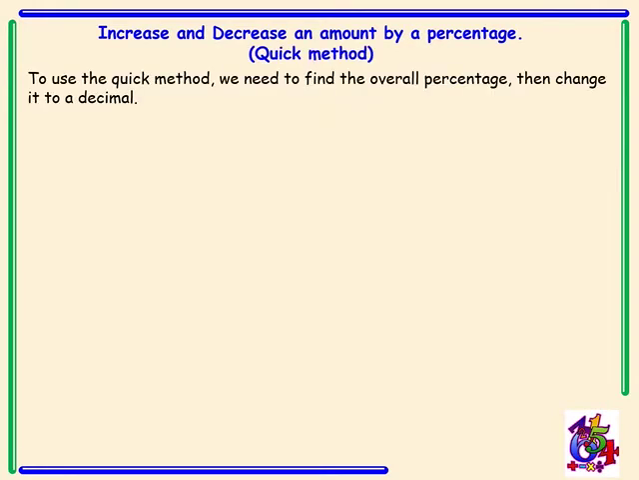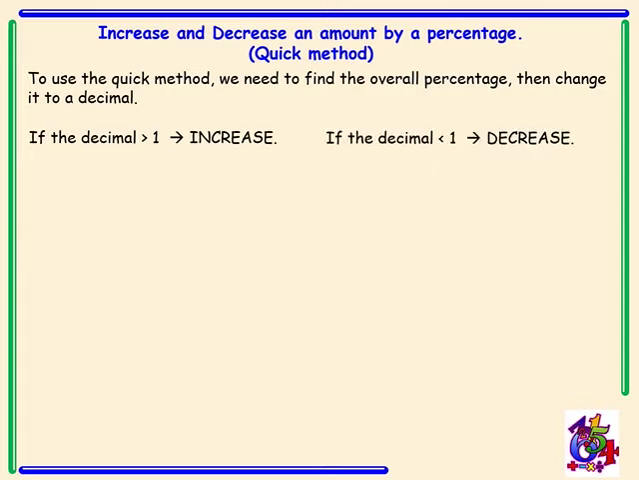So, to increase and decrease an amount by a percentage, we can use a quick method. To do this, we need to find the overall percentage and then change it to a decimal. If the decimal is greater than 1, that means we are finding an increase. And if the decimal is less than 1, that means we are decreasing the value.